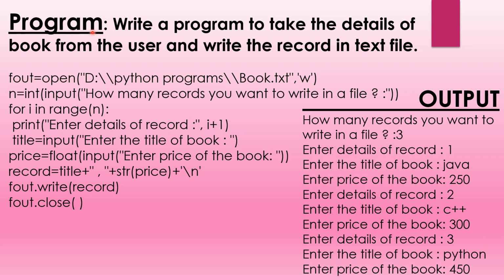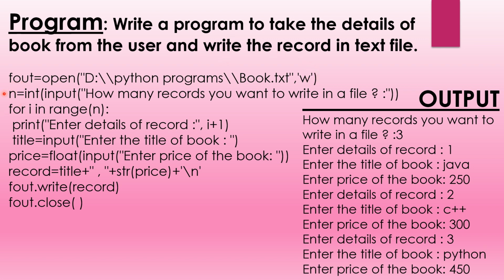So here is a program. Write a program to take the details of a book from the user and write the record in a text file. That means we have to take data and store it in a text file. Simple. So here we will open the file first. This is the file name, and this is the mode, w, that means write, since we have to write.